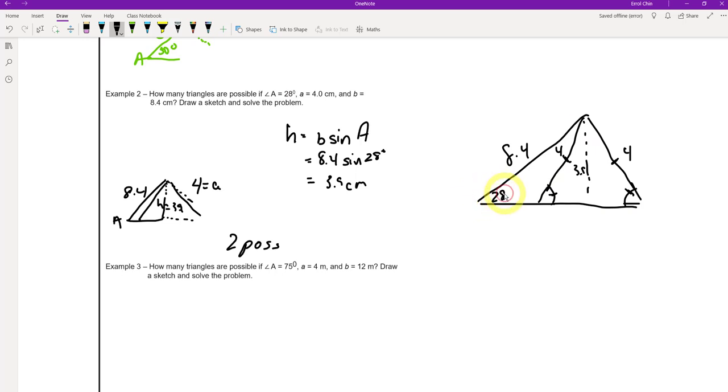And this is, of course, 28 degrees. Okay? So I want to make sure you understand how many triangles are there. Well, here's one of them right here. Oh! Let me go back.